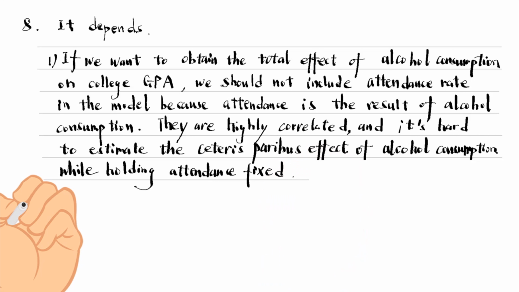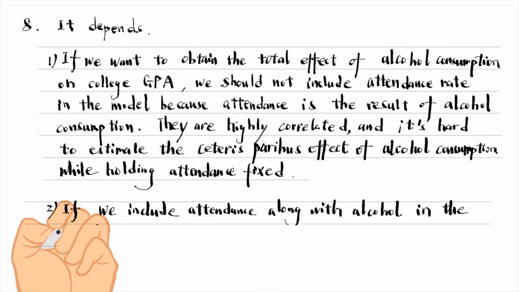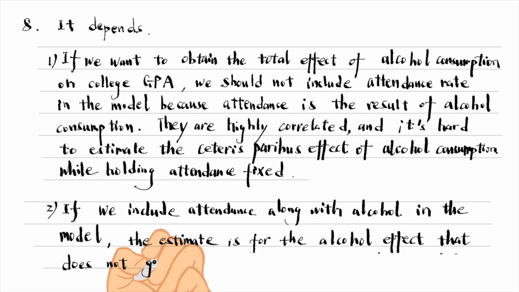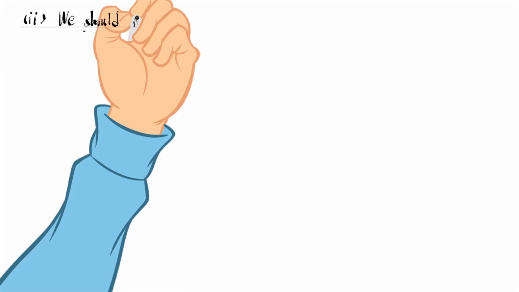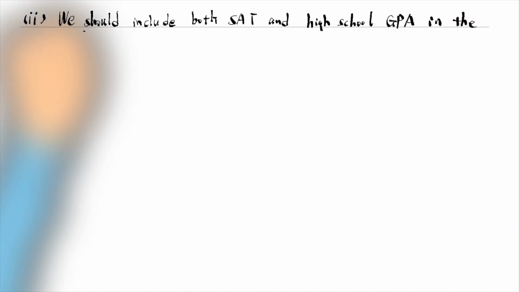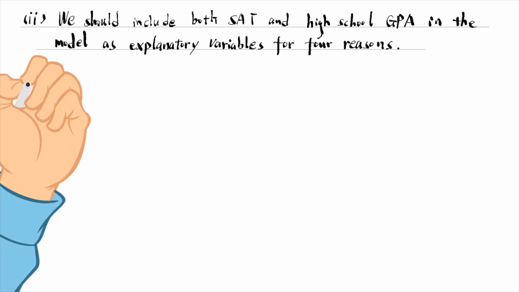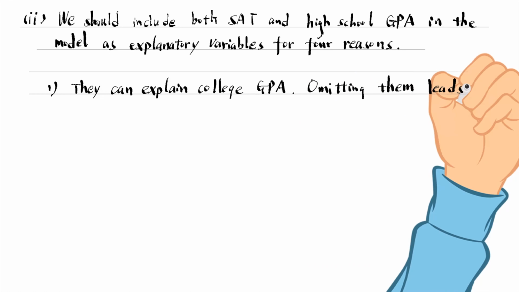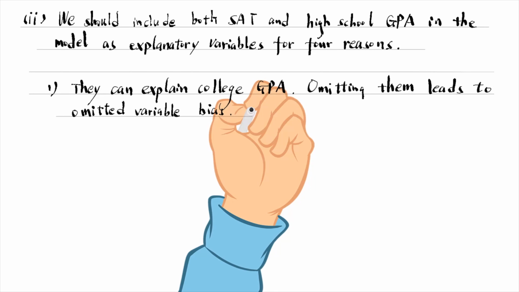On the other hand, we should be aware that if we include attendance along with alcohol in the model, what we estimate is the alcohol effect on college GPA that does not go through attendance. For the second question, we should include both SAT and high school GPA in the model as explanatory variables for 4 reasons. First, they can explain college GPA and they are correlated with alcohol usage. Omitting these variables leads to omitted variable bias.